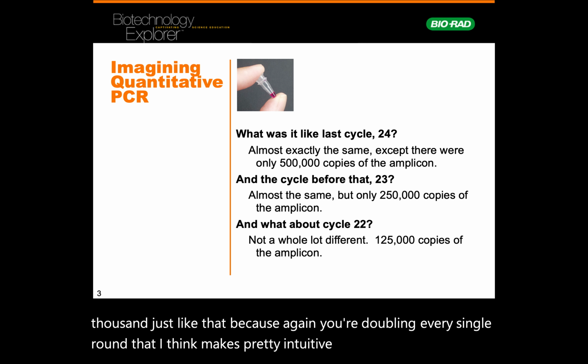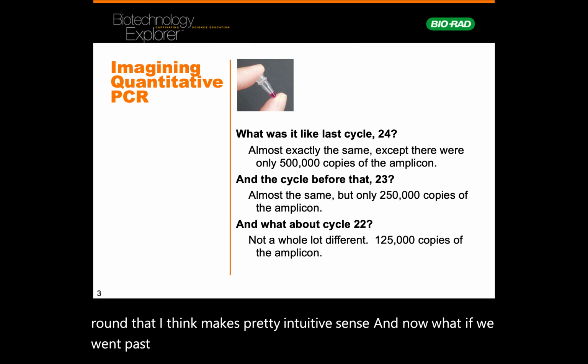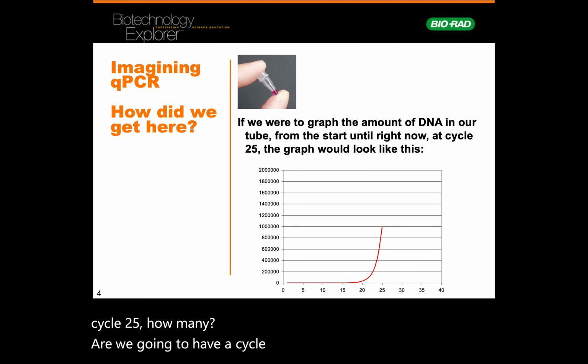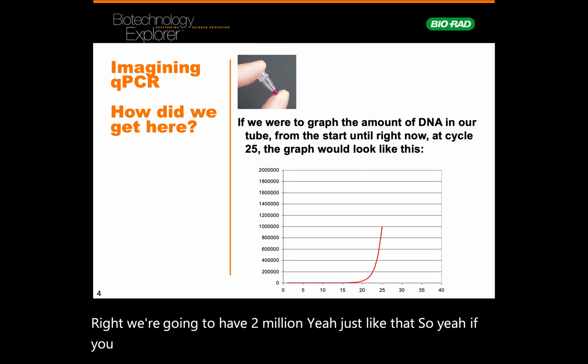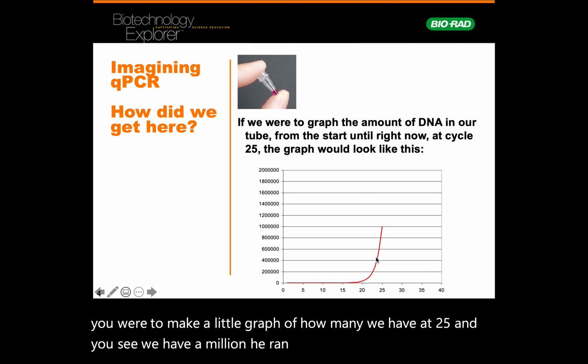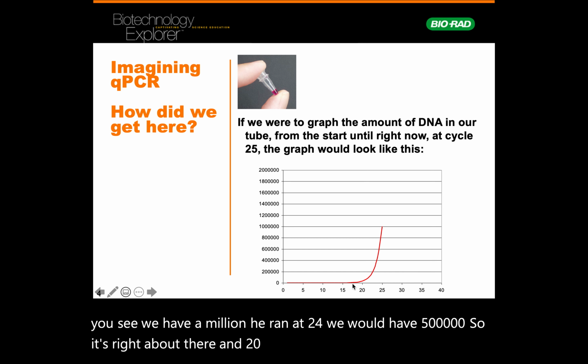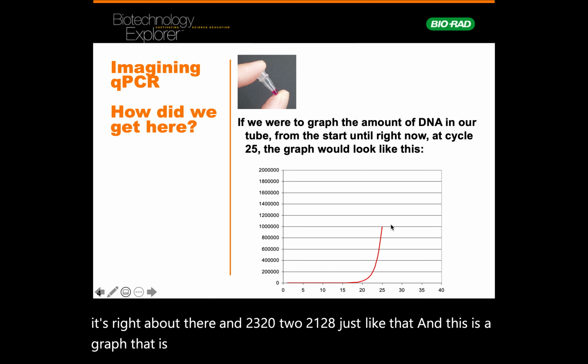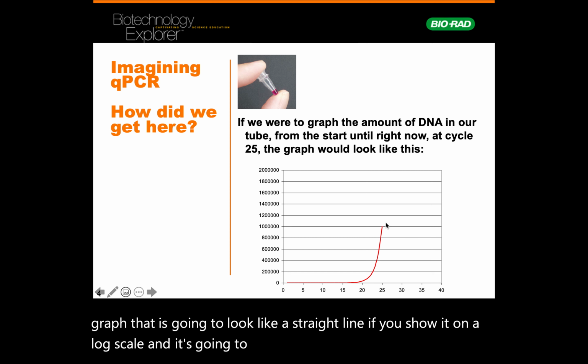Now, what if we went past cycle 25? If we have 1 million copies at cycle 25, how many are we going to have at cycle 26? We're probably going to have 2 million. If you were to make a little graph of how many we have, at 25 we have 1 million, at 24 we would have 500,000, so that's right about there, and 23, 22, 21, 20, just like that. This is a graph that's going to look like a straight line if you show it on a log scale, and it's going to look like a curving line if you show it on a regular, linear scale.